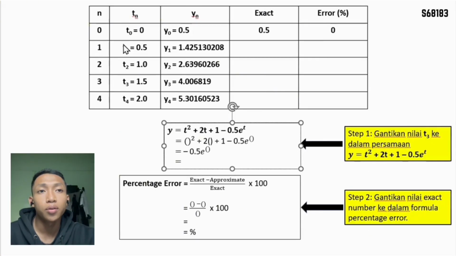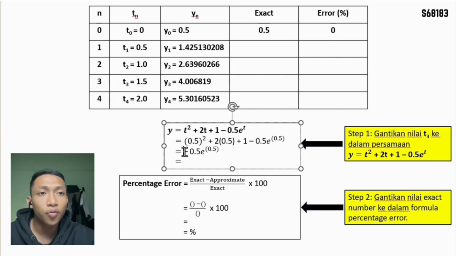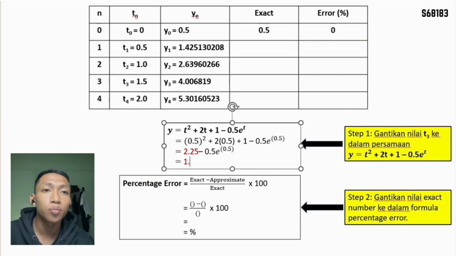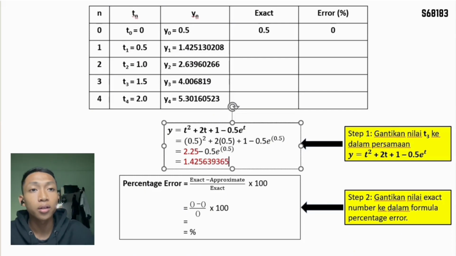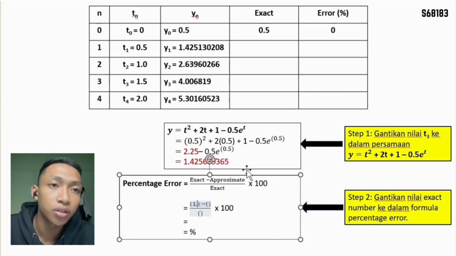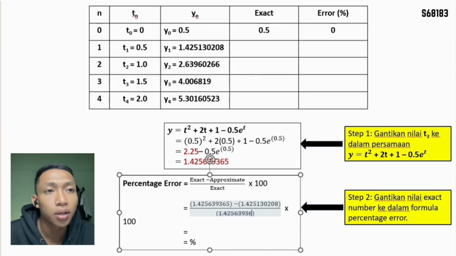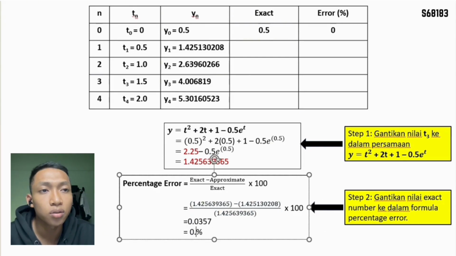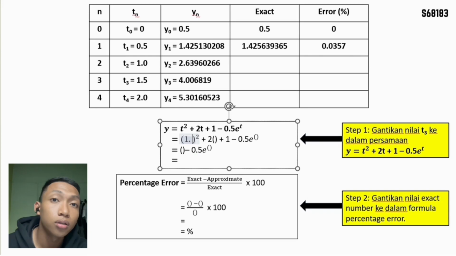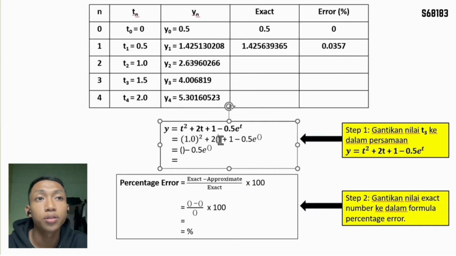Next, for the T1, we are still using the same steps and same equation, but we just change the value of T. For the first step, on T1, we change T following the value that we're given. T is 0.5 and we will get 1.42563935. Then for the second step, using the equation exact number minus approximate divide exact number and multiply 100, we will get 0.0357% for percentage error.